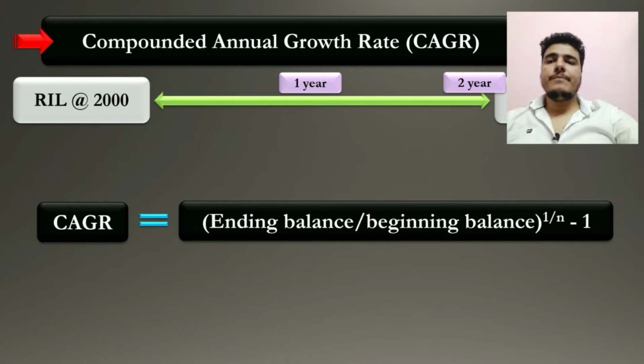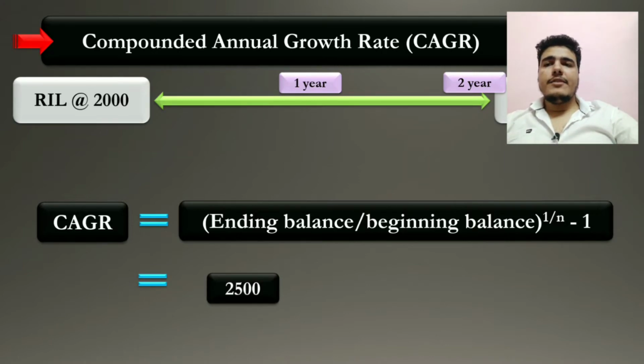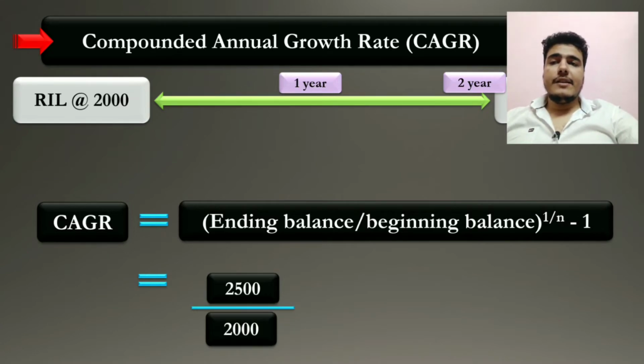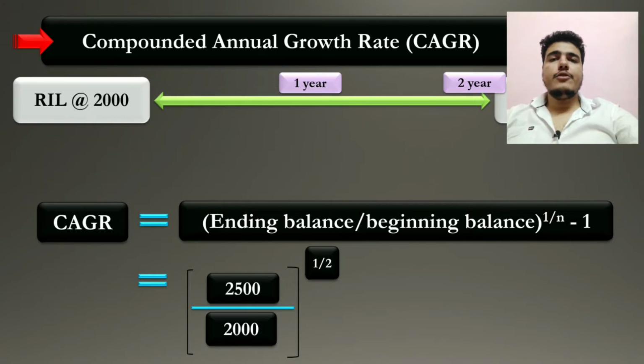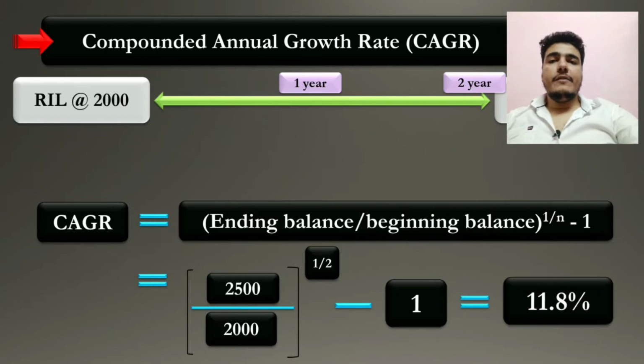So ending balance, that is current value of investment, is 2500 divided by beginning balance, that is amount invested in the beginning, that is 2000 in this case, and in power 1 divided by number of years, that is 2 in this case, and minus 1, and you will get 0.118, but you have to consider it in percentage terms, so you can multiply it by 100, then you will get 11.8%, okay. So this is the rate. Which kind of rate? Compounded annual growth rate.